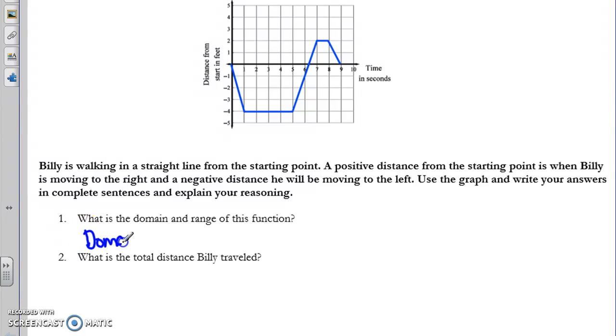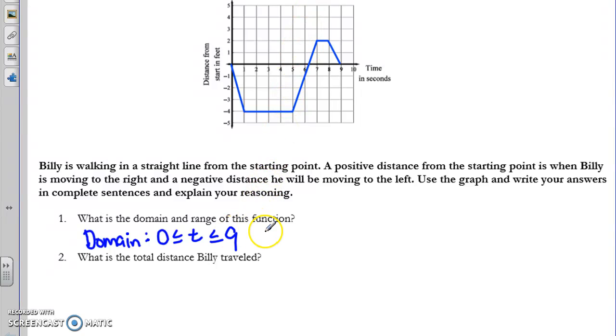So remember, the domain only talks about the x values. So you go to the x-axis. The lowest value on the x-axis was 0. T for time, and then the highest x value for time is 9.